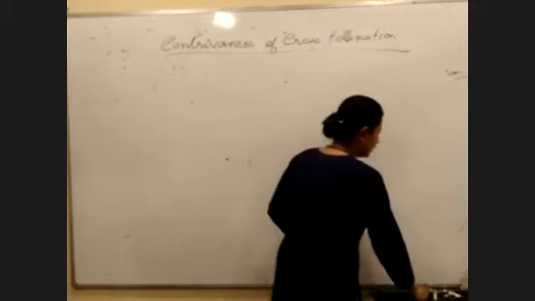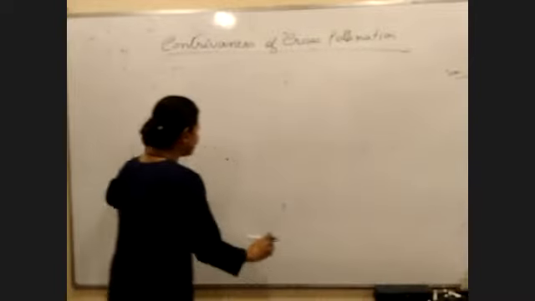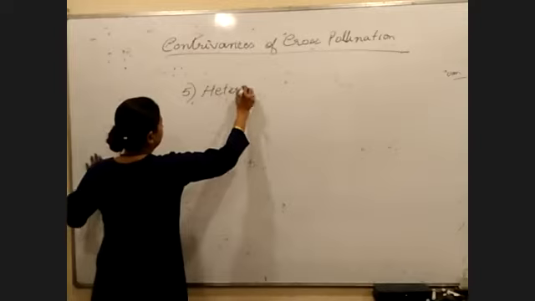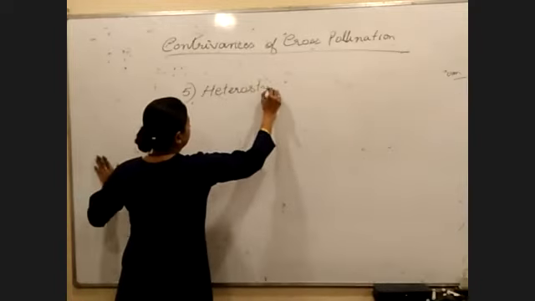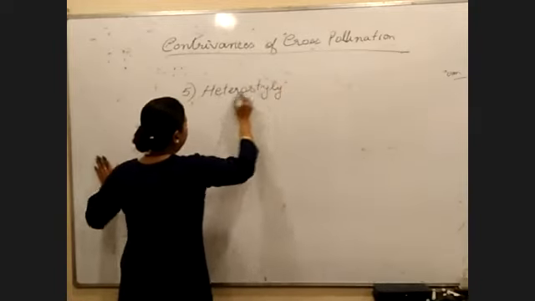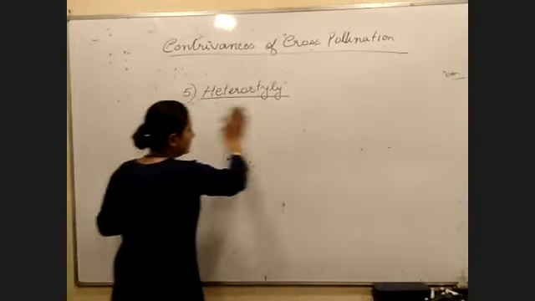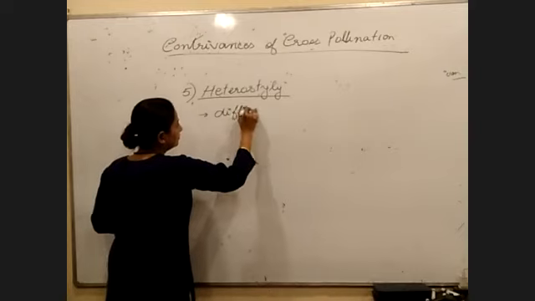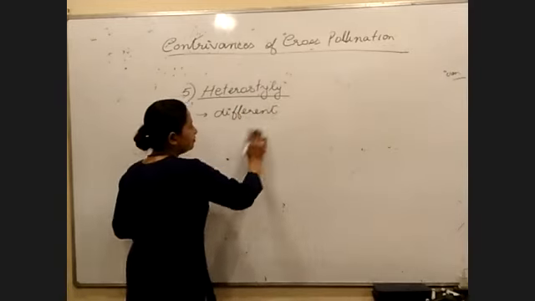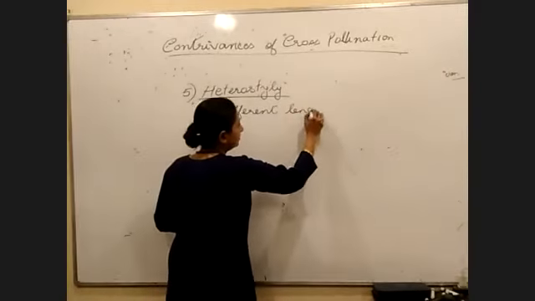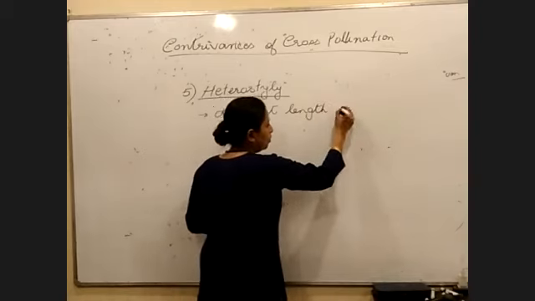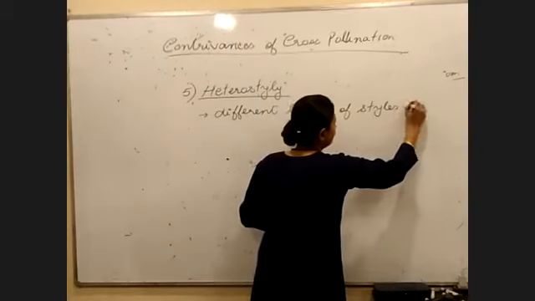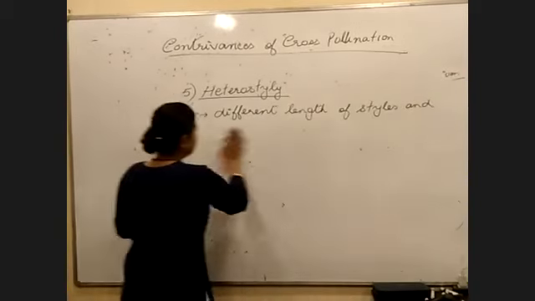Right, so that was gynostegium. Next is heterostyly. What is heterostyly? Different lengths of styles and stamens.